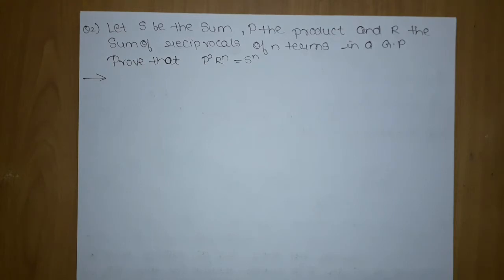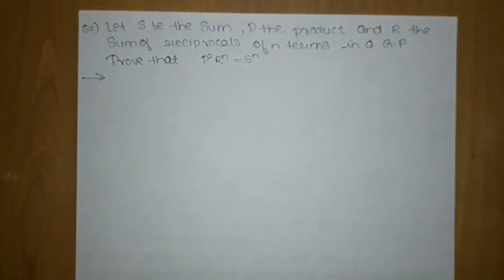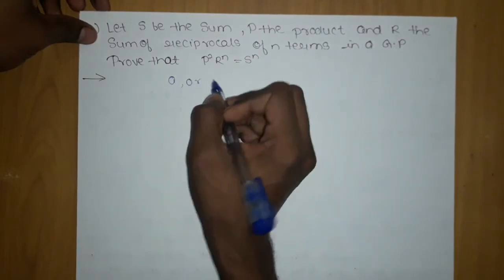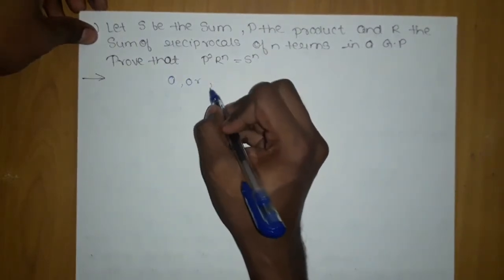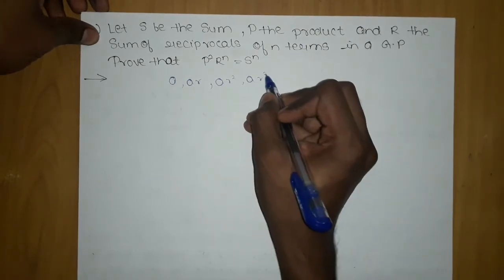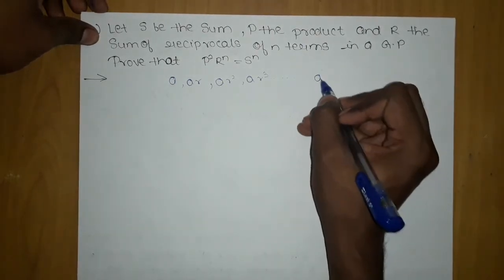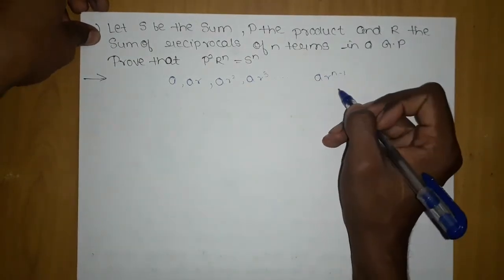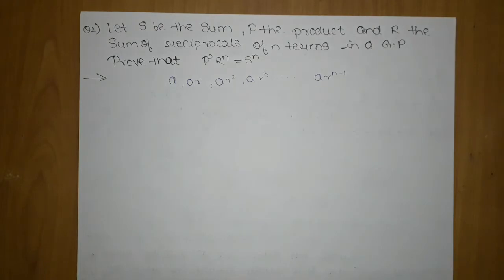S is the sum. Now, if nothing is mentioned, we will assume the GP as a, ar, ar squared, ar cubed, till what? The last term will be ar to the power n minus 1. I have told you how ar to the power n minus 1 comes.